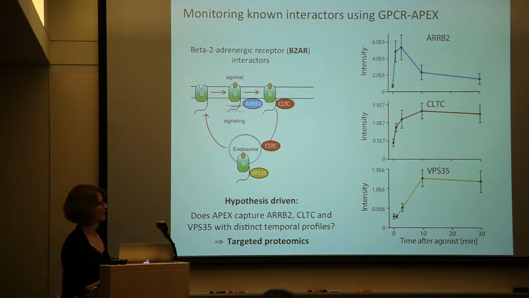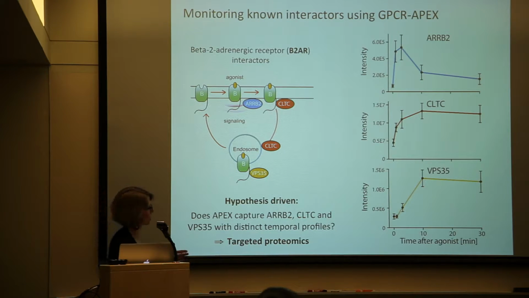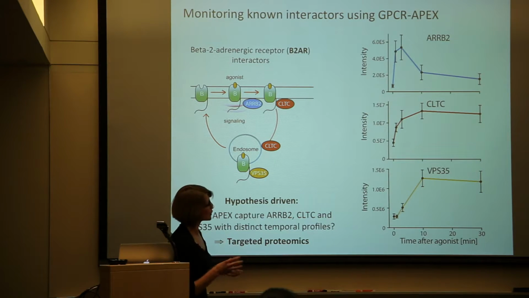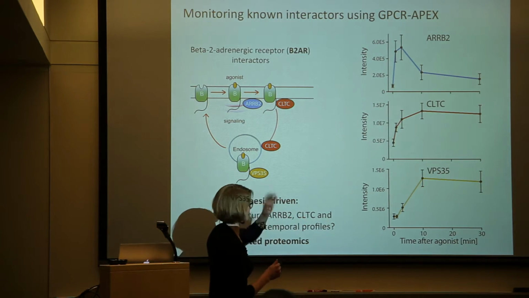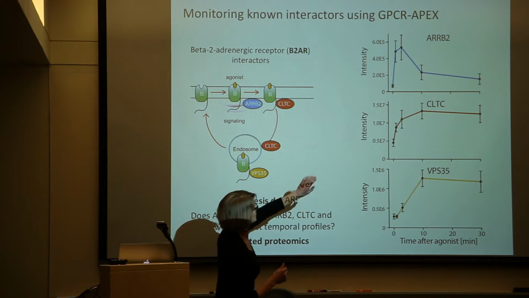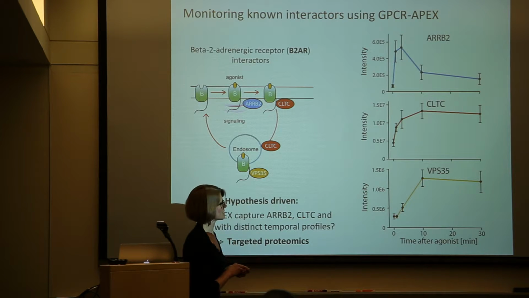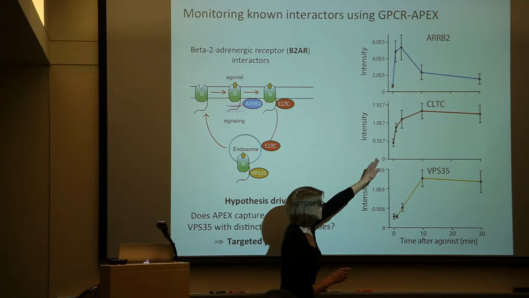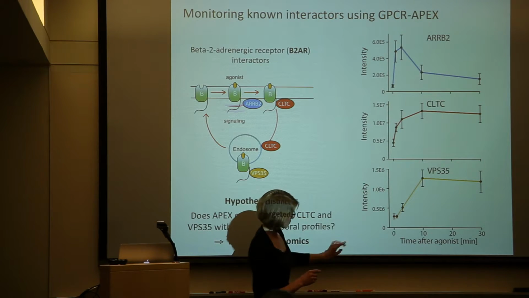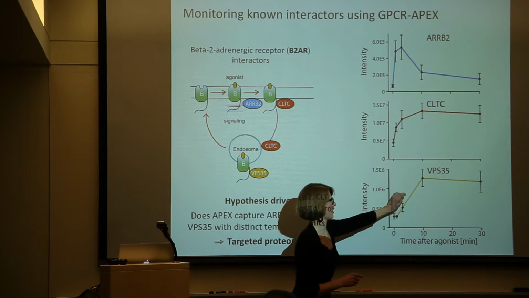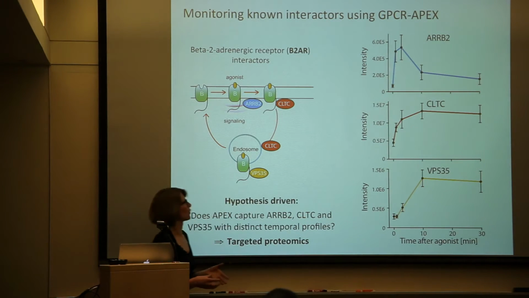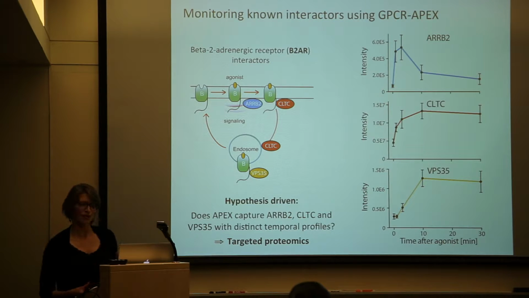And this is the quantification result. Here we plot the intensity over time, and what is really striking is that we can identify a distinct temporal profile for each of the interactors of the receptor. For arrestin, the interaction peaks early on, after 1 to 3 minutes. Clathrin comes on later and stays on longer, while VPS35 peaks at 10 minutes, when we know that the receptor moves to the endosome. So that's really cool.